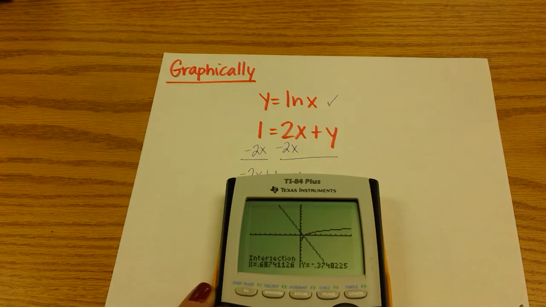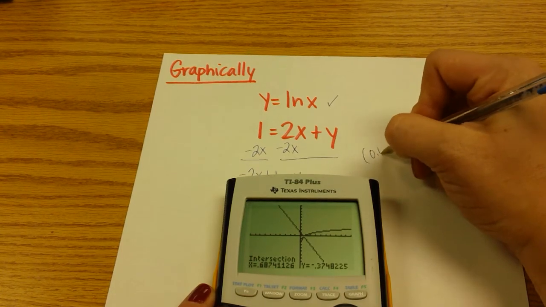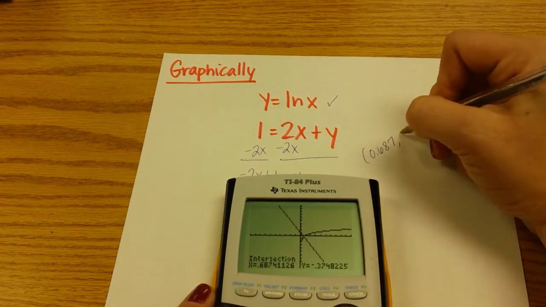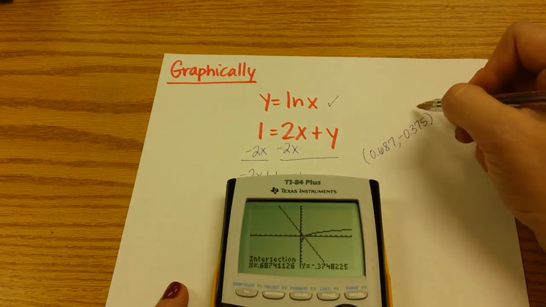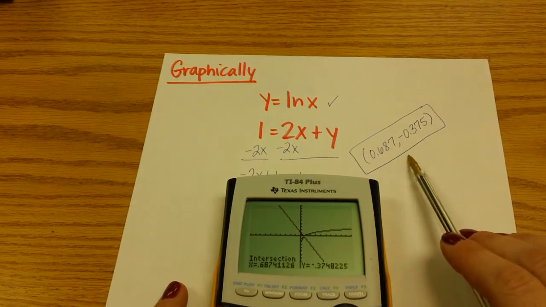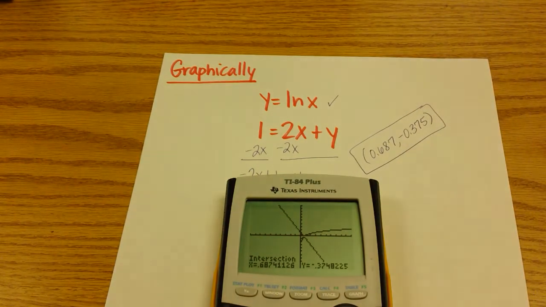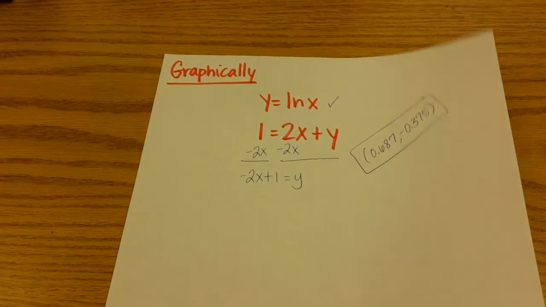So when you hit enter 3 times, you are going to get the intersection point of 0.687 and negative 0.375. So our solution here by graphing is going to be this ordered pair here. Okay. The next method that we're going to review is elimination.